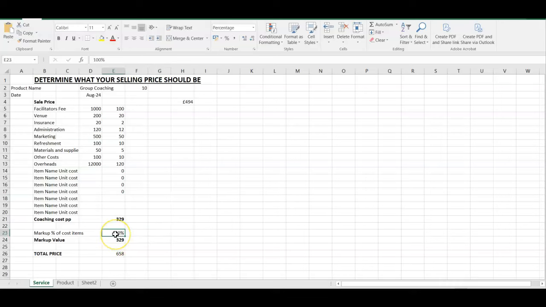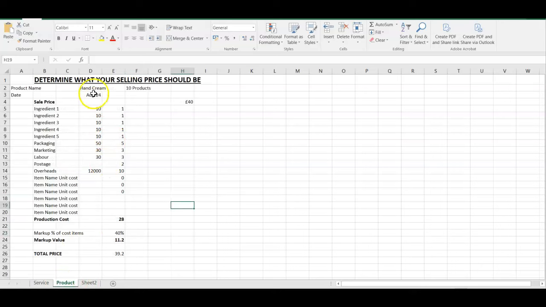But we're going to charge 50%, and that is going to give us a profit of £164 per person times 10. That will give you £1,640. Okay, this is how you use the calculator for a service-based product. What about a physical product?